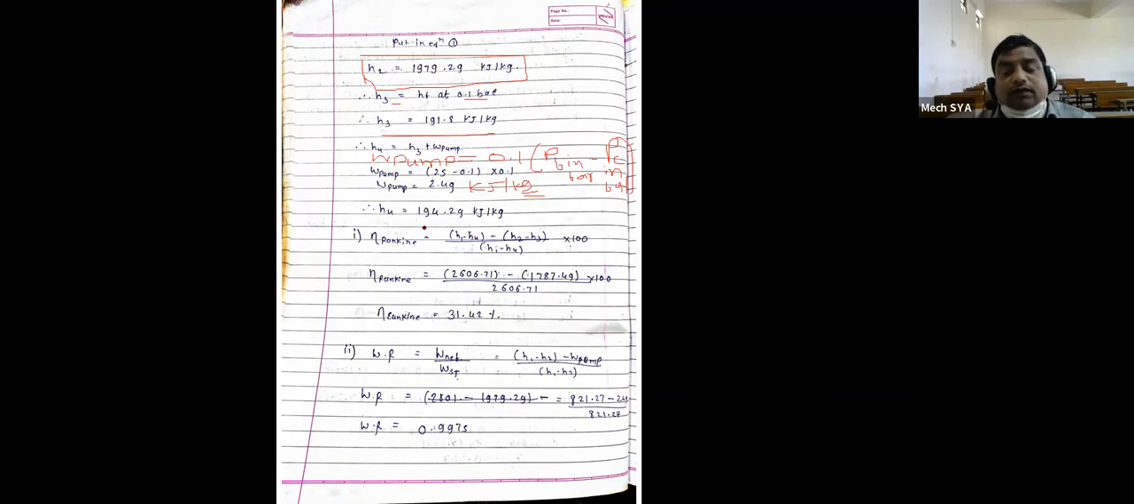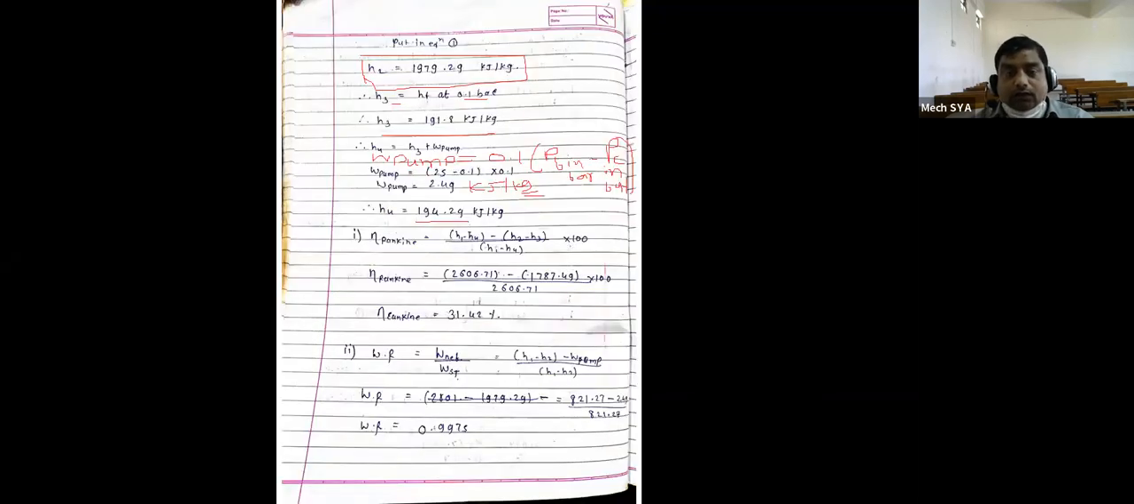Already we got all the enthalpies. h4 is equal to 194.29, h3 is 191.8, h2 is equal to 1979.28, and h1 is equal to hg at 25 bar. This value will be 2801. Therefore, we got all of h1, h2, h3, h4. Therefore, what will the Rankine efficiency become?